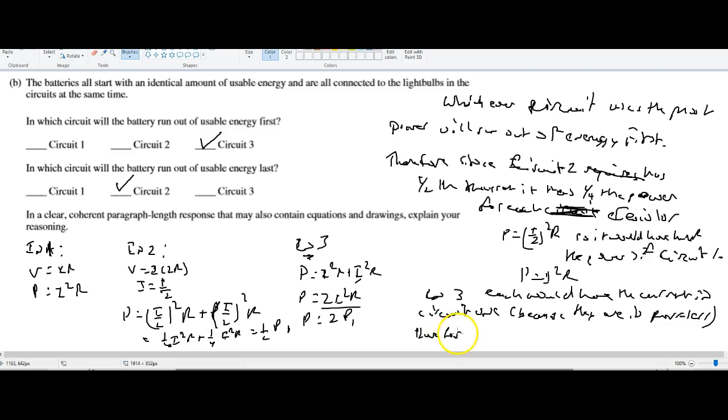Therefore, P equals I squared R plus I squared R, or 2 times the power. And therefore it uses energy the fastest. Okay? All right, that's it. That's how you do a paragraph length response.